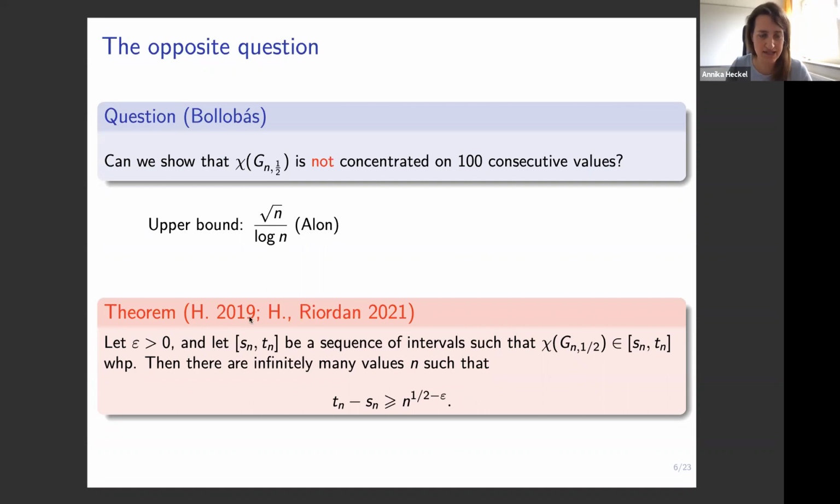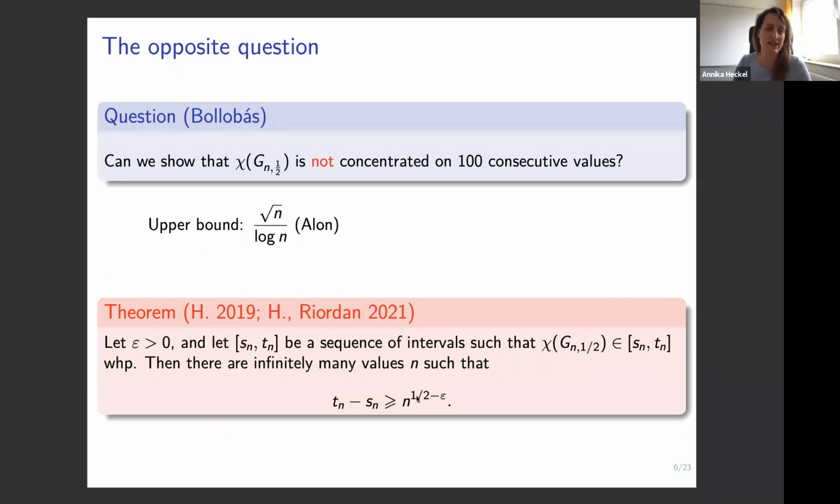In 2019, I had this up to n to the 1/4, and now recently, together with Oliver, we've been able to get up to the correct constant. Okay, so I have two main goals for the rest of the talk. The first is to talk you through the method of how non-concentration is proved in this case without actually working out the entire distribution of the chromatic number, and how this method is applied in this case.